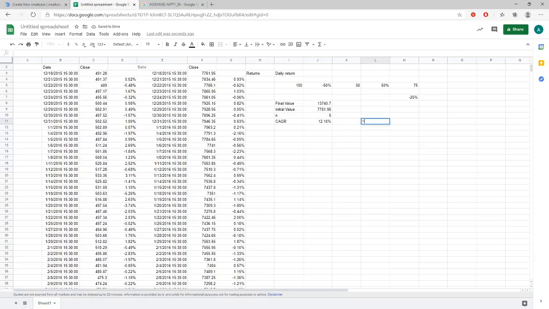Now as you can see, this divided by this minus 1 is just the plain return. This is also called the absolute return. So Nifty has given 77%. If you had invested money on 18th December 2015, you would have got a 77% absolute return in Nifty. However, if you look at the annualized growth rate, that means every year how much money did you earn.